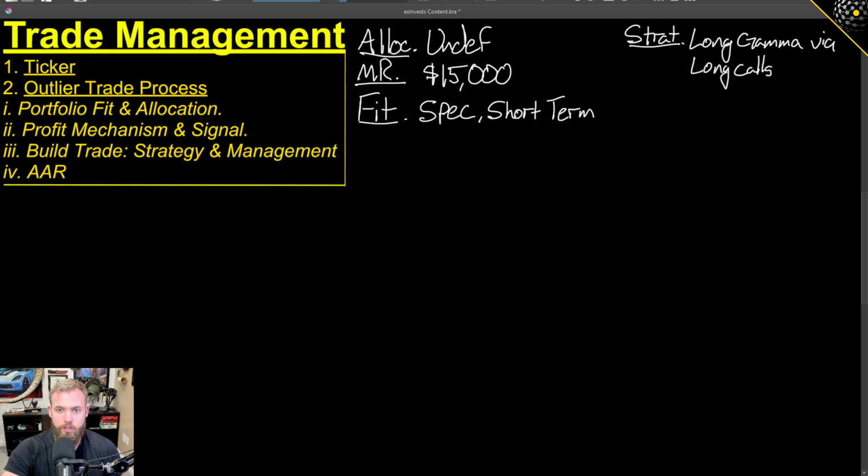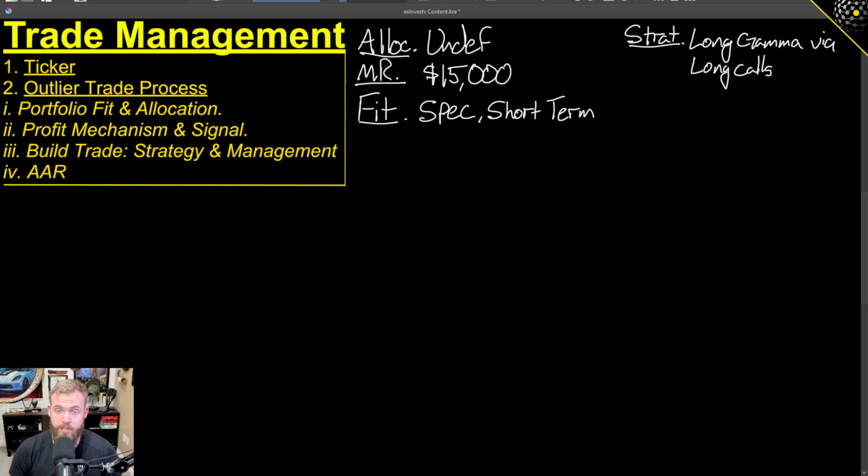Now, the first thing to note here is that the allocation is actually undefined. I do this for smaller positions. I don't really care how much money is tied up in the trade because I'm fortunate. I have plenty of room to move around. I'm not running out of capital at any point in time. This is different than when I was trading a smaller account. I had to be very careful and actually allocate each trade. I don't really do that for a lot of these kinds of trades anymore.